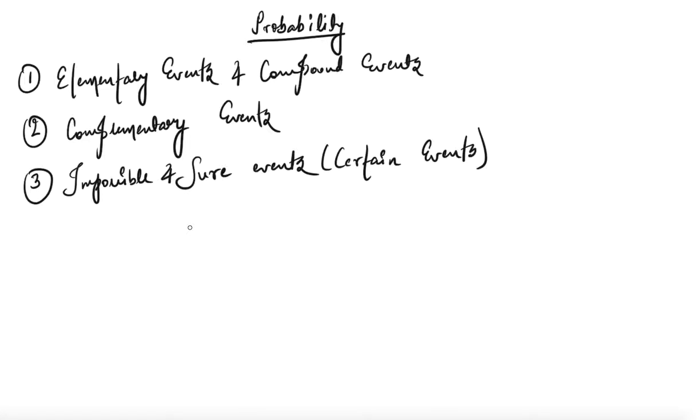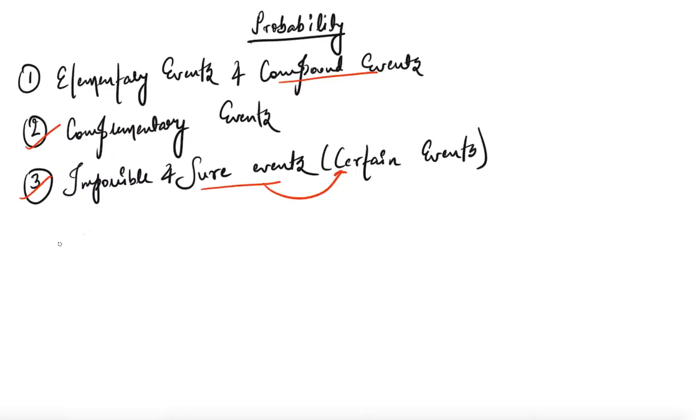Hello, welcome back. In this video, we'll be learning about the concept of elementary events and what are compound events. Secondly, what are complementary events, and third, what are impossible and sure events. Sure events are also known as certain events. So in this video we'll be defining these three things. Let us start with the first one: what are elementary events and what are compound events.